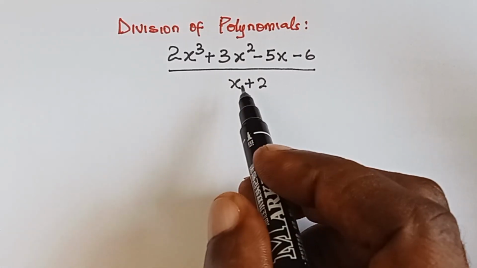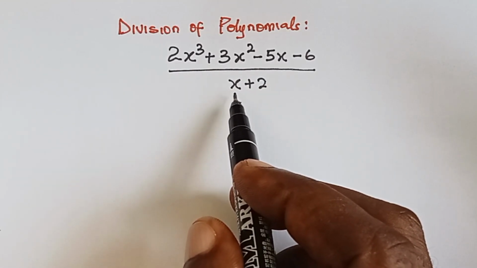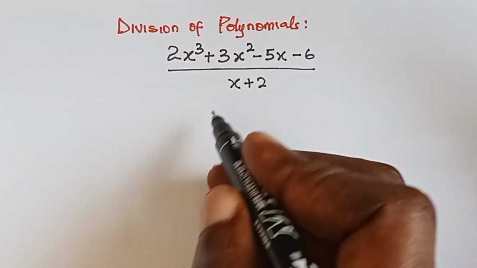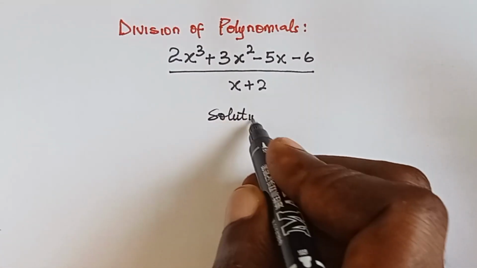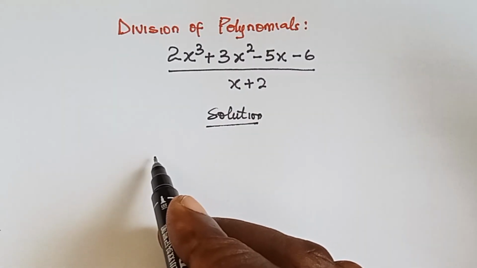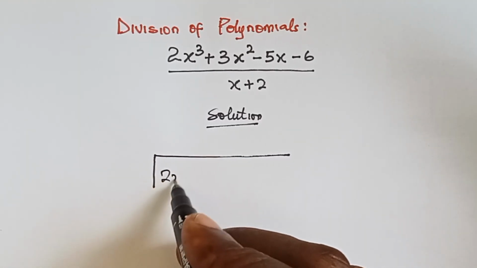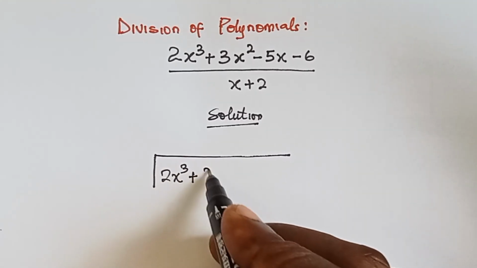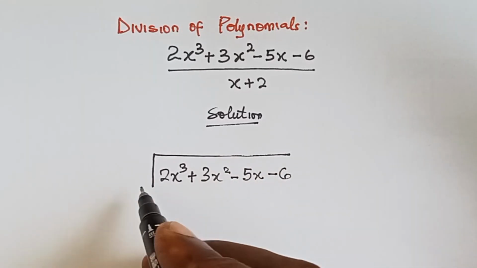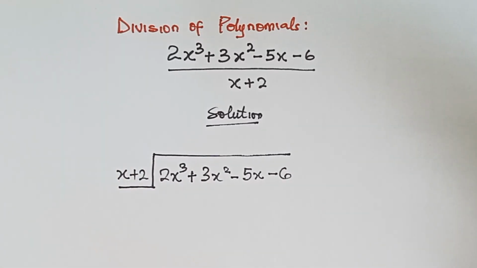In this video, I want to show us how to divide this by x plus 2 using long division. Okay, this is division of polynomials. Solution. Now we're going to use the long division method to divide 2x raised to the power 3 plus 3x raised to the power 2 minus 5x minus 6 by x plus 2. Okay, we are using long division.